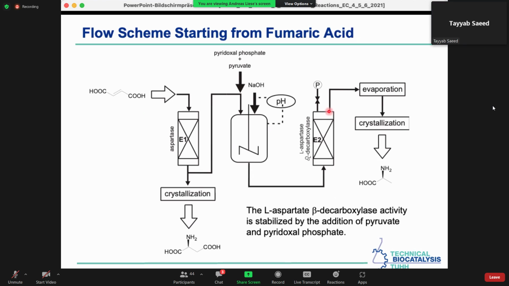I have one question. As we are talking about the aspartate beta-decarboxylase, we are splitting off the carbon dioxide, and this is our prime objective. So why are we putting more pressure on to get it absorbed again?